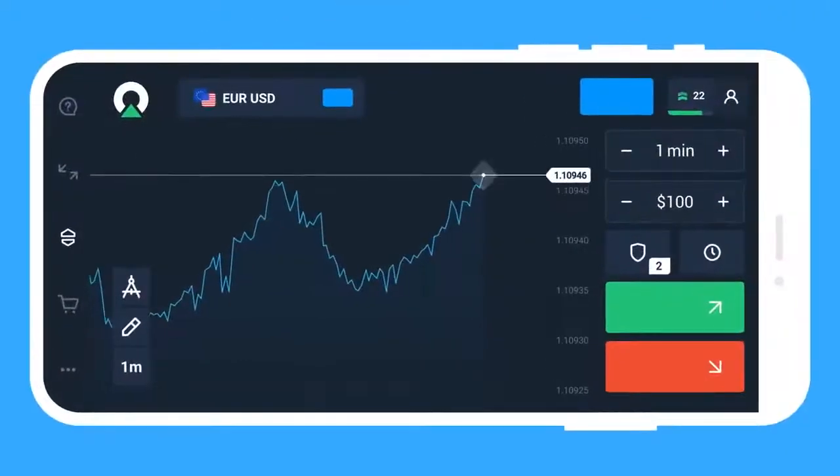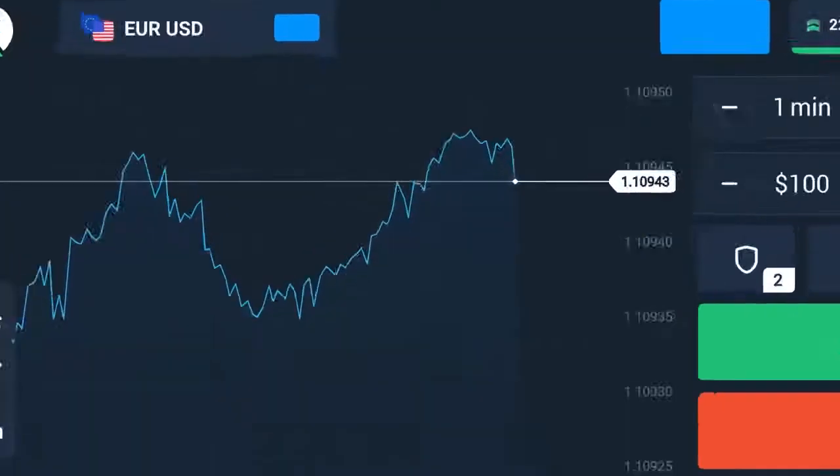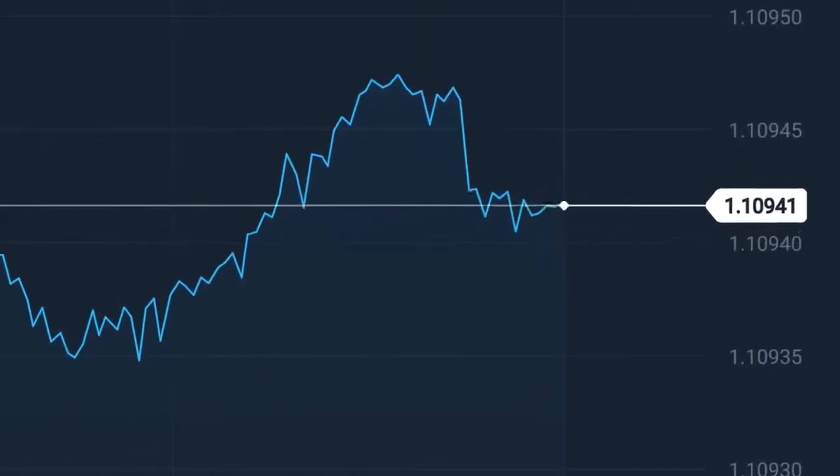We'll explain the dynamics and principles of the financial market, how to read the price chart, and trade like a professional in our upcoming videos.